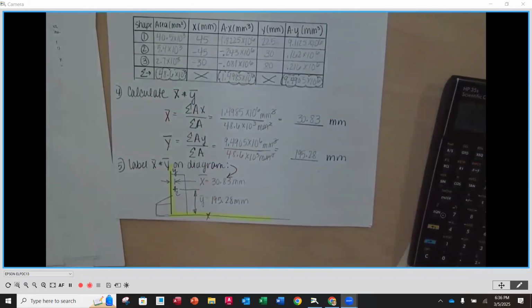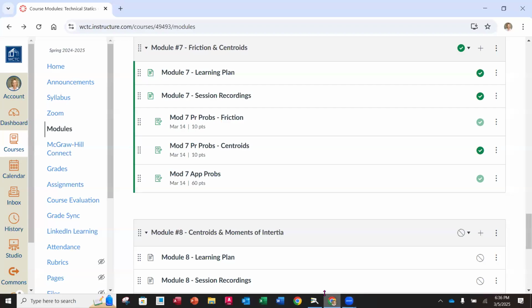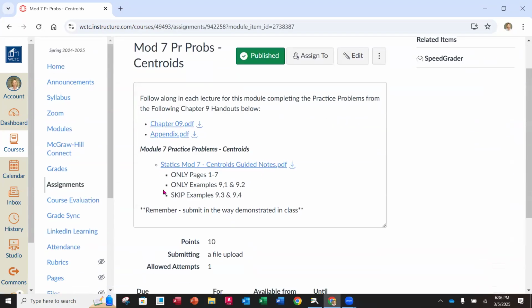If we go back to practice problems for the centroids in module 7, you will notice that I said only pages 1 to 7, only examples 1 and 2, skip examples 3 and 4. So just a couple extra pages there. You don't need to fill those in, so you don't need to make copies of those or scan those in when you submit, just the ones that we did. Okay, so that'll be your practice problems.